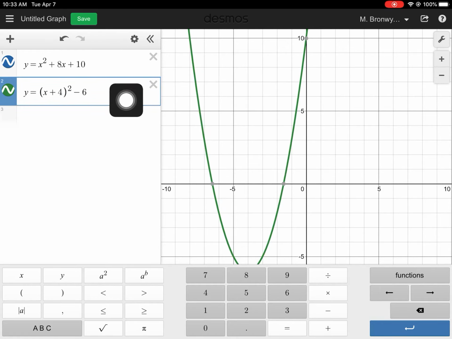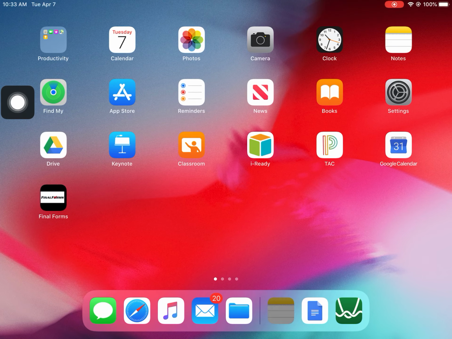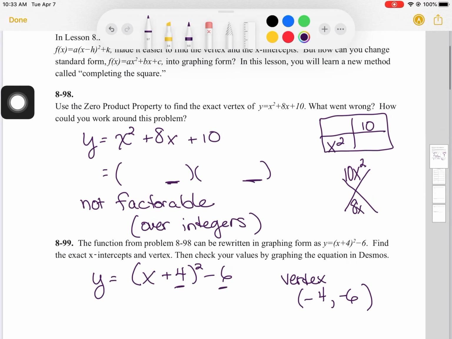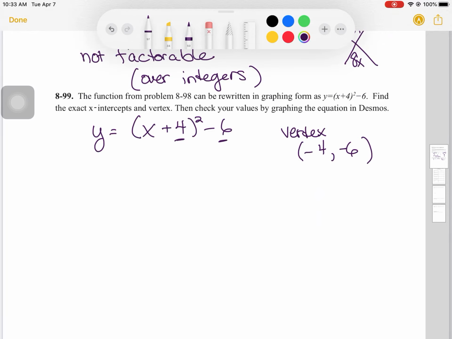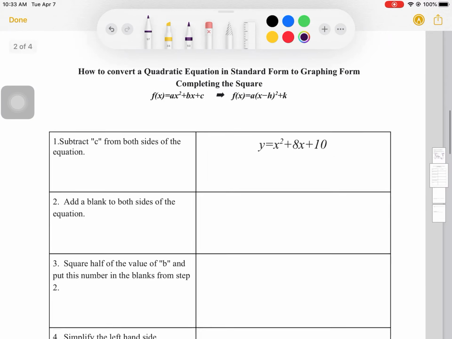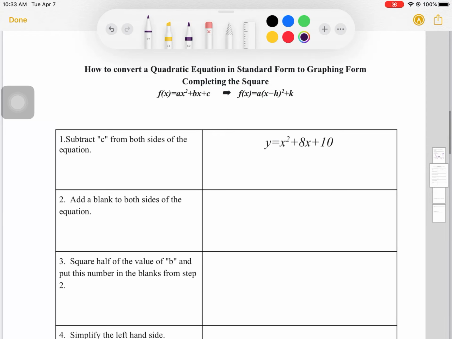The question is, how do you get from this standard form to this graphing form? How do you put this equation into this form? And that's what I'm going to walk us through. So if you move on down to this next table, you can see here that we've got how to convert. This is your notes page. How to convert a quadratic equation in standard form to graphing form. We're going to go from this form to this form in a step-by-step process. And I'm going to do this with the equation that we just looked at.